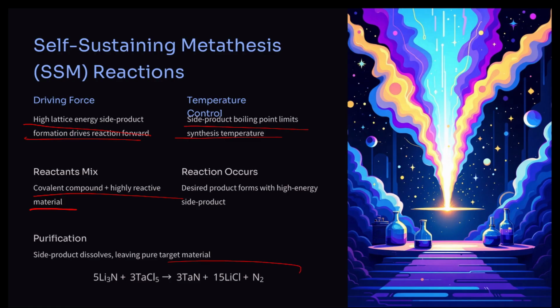One such example based on SSM is that we want to make tantalum nitride. The starting material is lithium nitride, and we are going to react it with tantalum chloride. So lithium chloride is our side product, whose lattice energy we have used to make our product of interest, which is tantalum nitride.